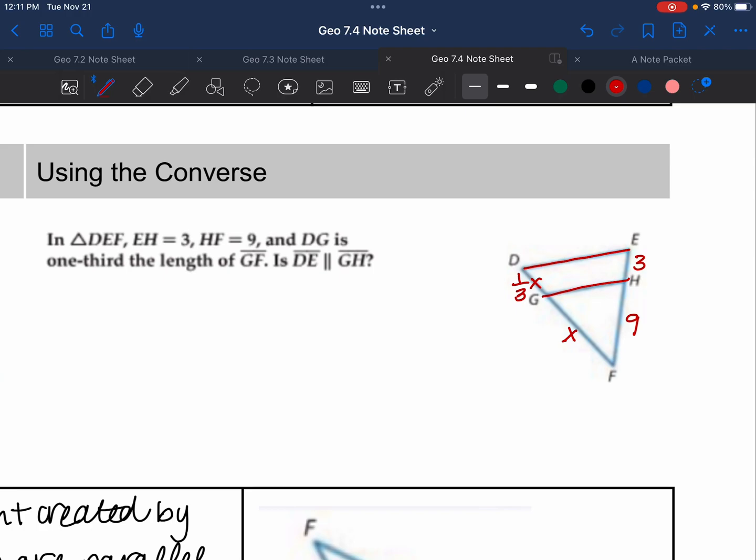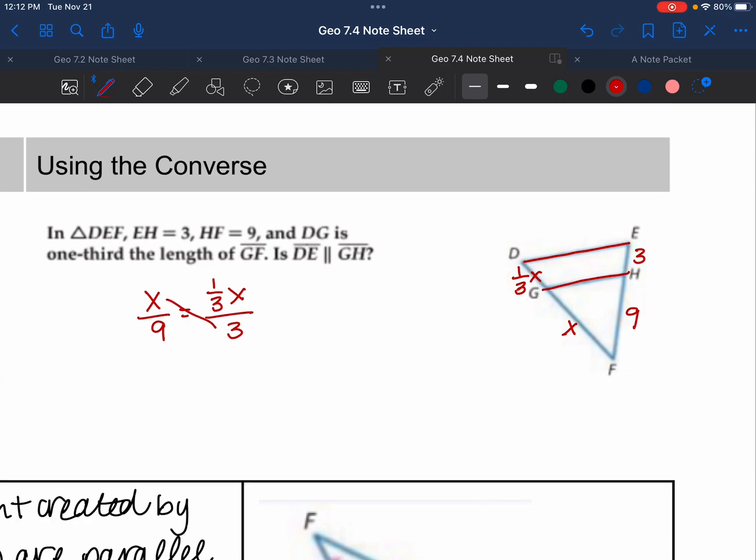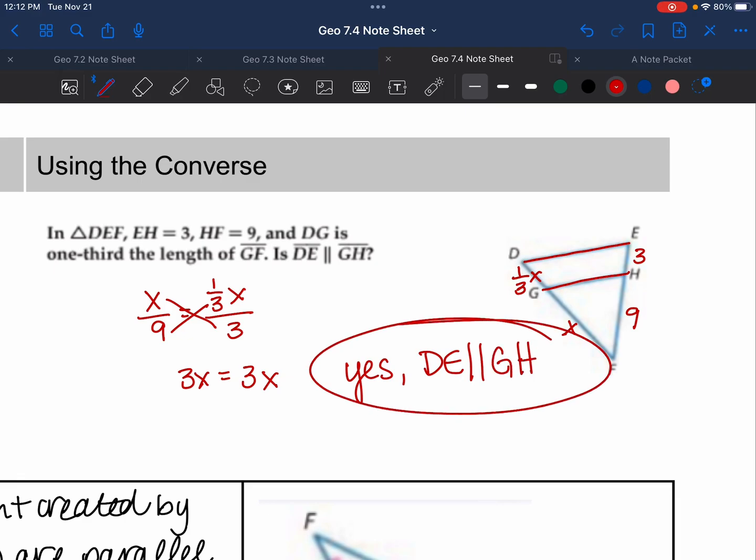For those to be parallel, the side segments have to be proportional. So x over 9 needs to equal 1/3 x to 3. If I cross multiply, x times 3 is 3x, and 9 times 1/3 is 3. So 3x, those equal. So yes, DE is parallel to GH.